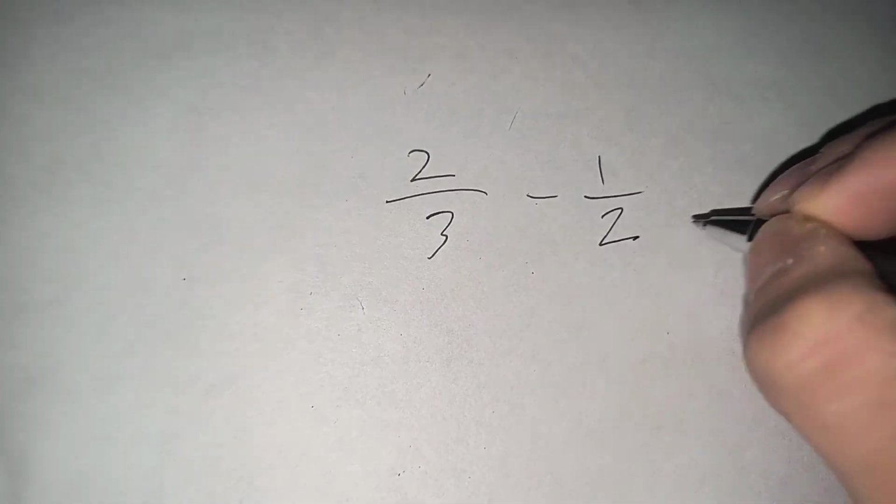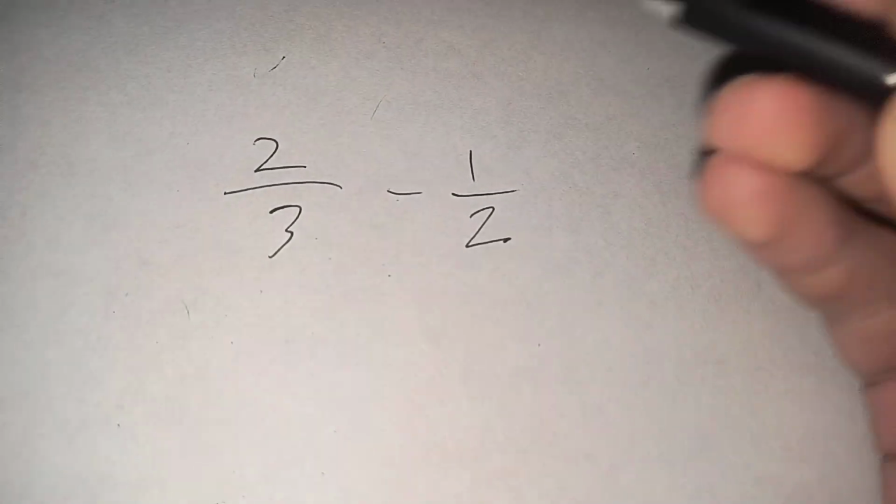Okay, we're gonna learn how to subtract fractions with unlike denominators. It's sort of like adding fractions with unlike denominators. Basically, the way you do it is like this. You have two fractions, let's say 2 over 3 minus 1 over 2.